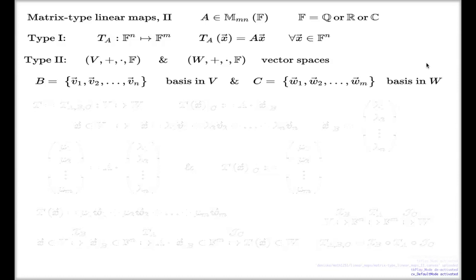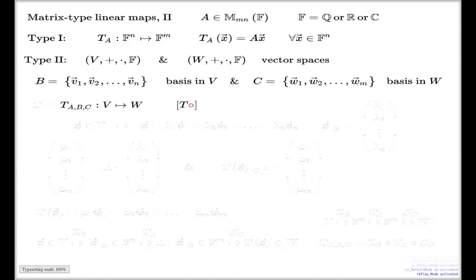Now look what kind of linear map I will call the matrix type linear map of type 2 on this slide. It will be a map which I will use the symbol T sub ABC for, because it will depend on the matrix, the original matrix here. It will depend on both bases, B and C. For different bases it will be a different map. It will map my V into W.